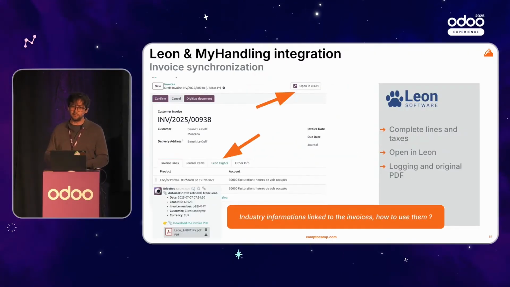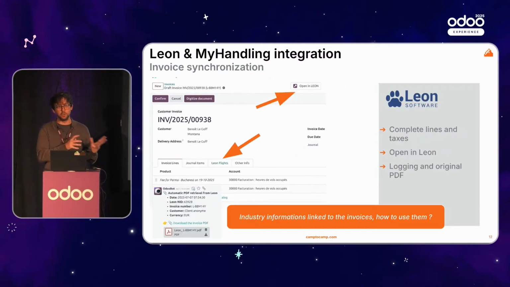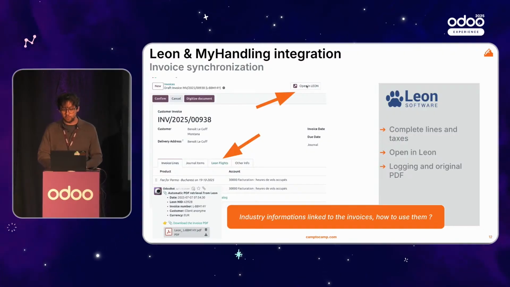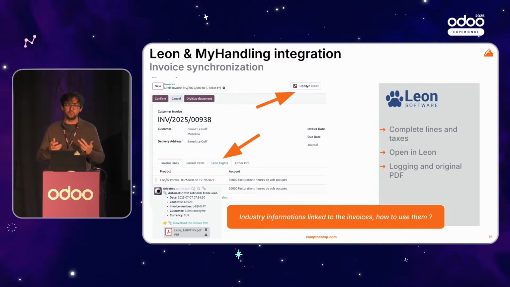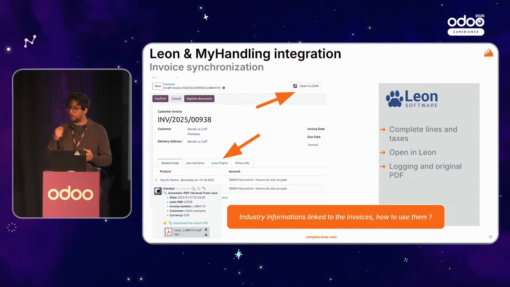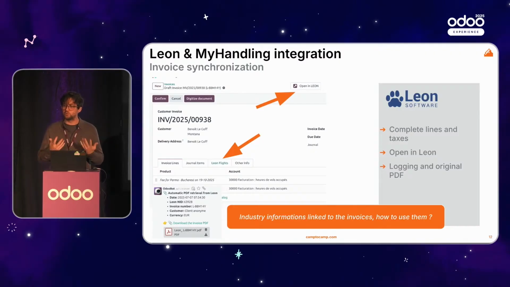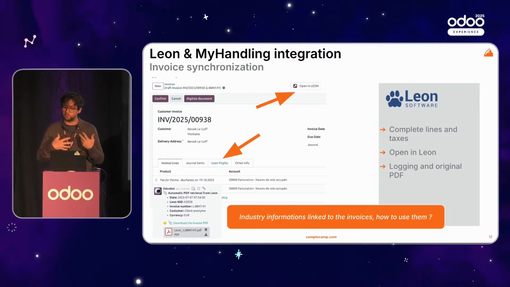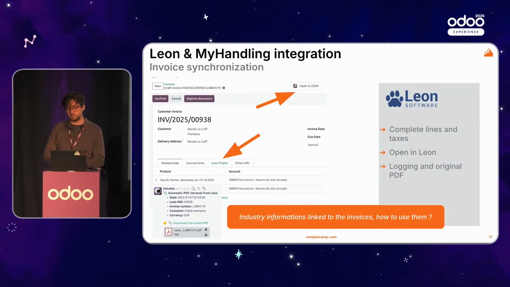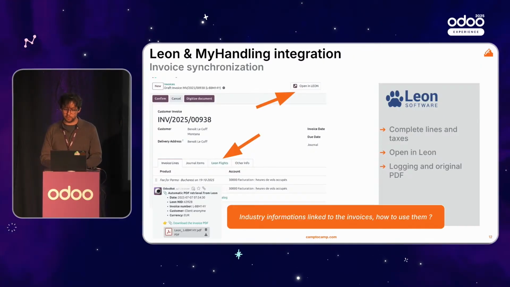If I take another example, before we were on the contact, and this one is about the invoices. At the top of the screen, it was very important to me to also have this Open in Leon button, to be sure that if I have a doubt about the customer invoice content or about something on the flight, I can click on it and directly access this plane industry software.